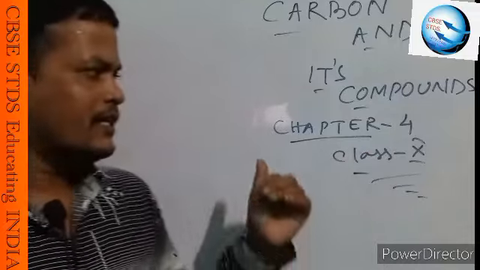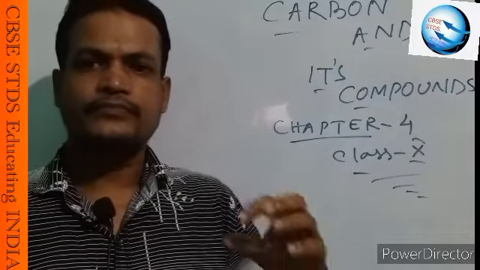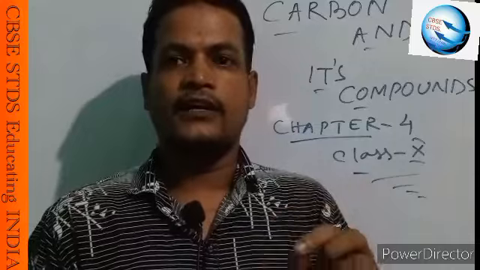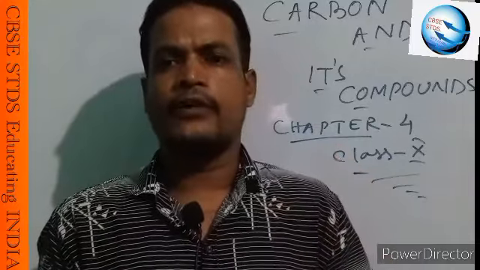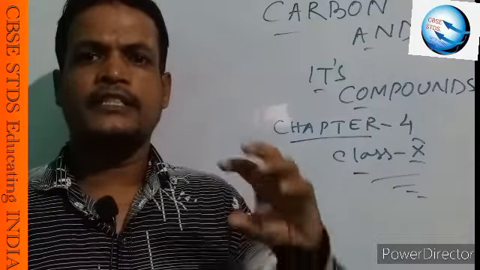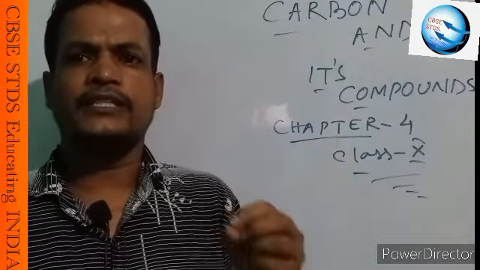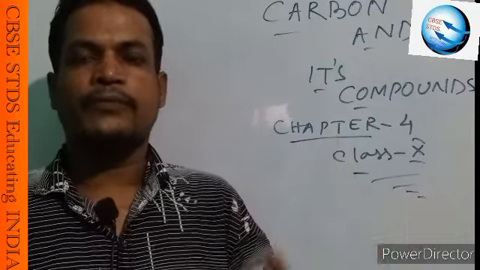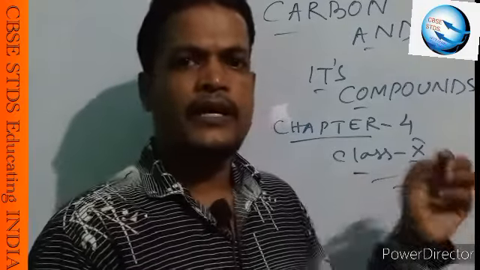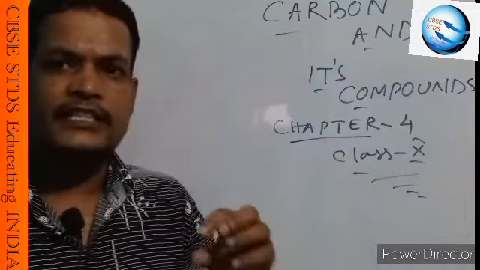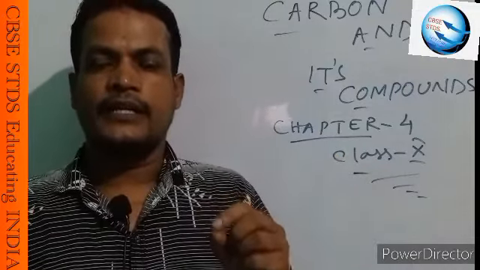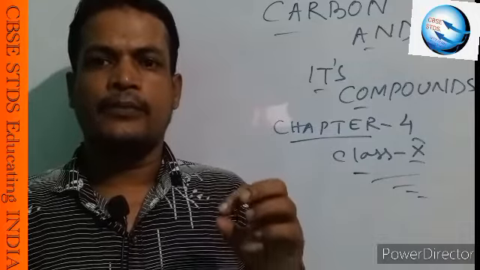We know that, friends, carbon is one of the non-metallic elements found in the periodic table, having group number 14 and period number 2. That means the address in the periodic table is group number 14 and period number 2. And carbon is a non-metallic element. That is the important part. You have to remember that carbon is a non-metallic element found in the periodic table.